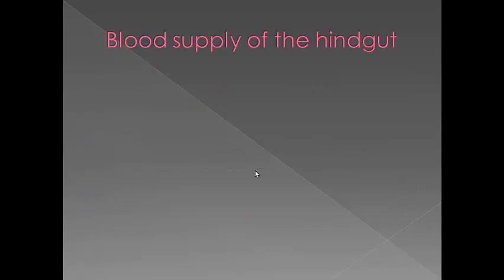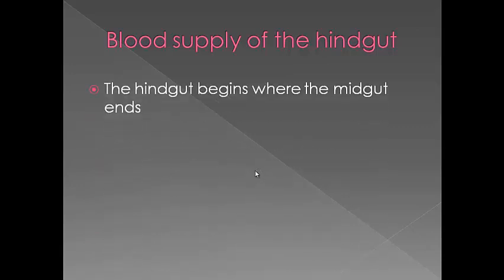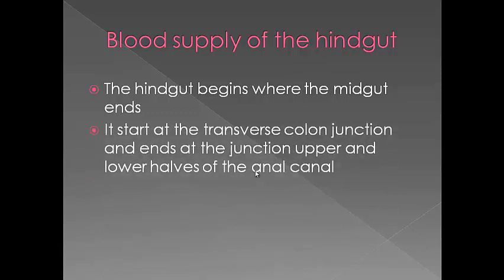Alright, so we're going to move on to the last part of the blood supply, which is the hindgut. Okay, and again, the hindgut will begin where the midgut ends, and therefore it starts at the junction of the transverse colon between the proximal 2/3 and the distal 1/3 or the left 1/3 of the transverse colon, and it will end at the junction of the upper and lower halves of the anal canal.